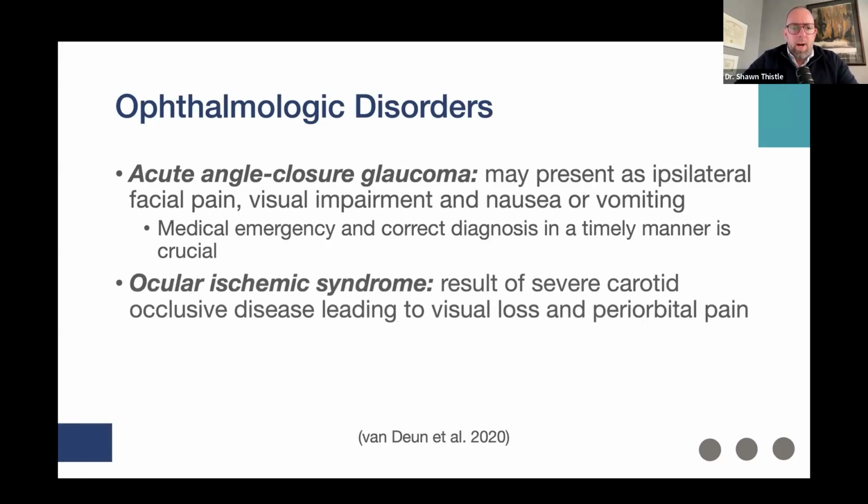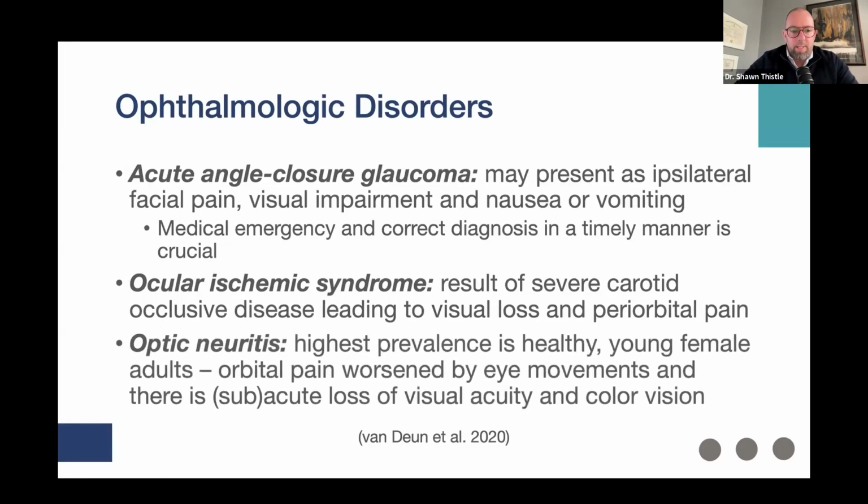There's also what's called ocular ischemic syndrome. This is a result of severe carotid occlusive disease leading to visual loss and periorbital pain. Ultimately, if someone comes to your office and says, gosh, my eye hurts and now I can't see, they're being referred to the emergency room immediately anyway. So I'm not expecting you to be a hero and diagnose this. You need to get them for emergent assessment.